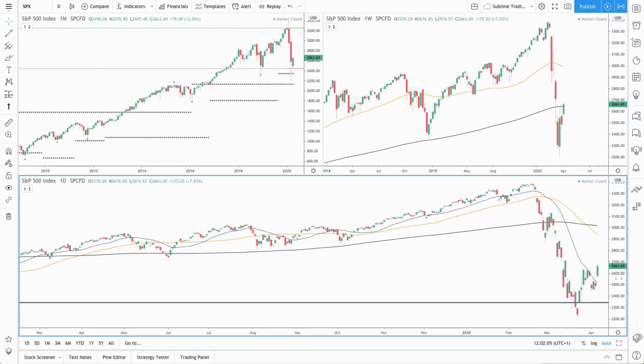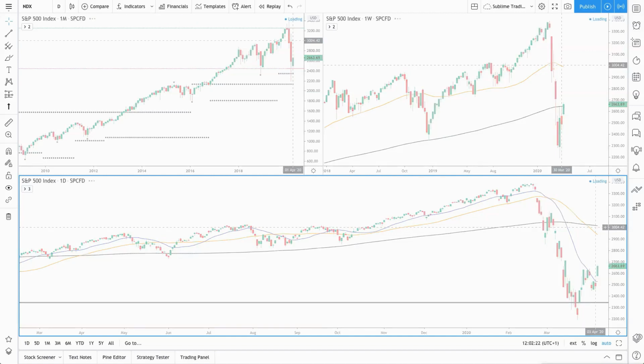If we come down to the daily time frame, again very similar to the Dow Jones, we had a gap above the 20 simple moving average. We can see that price closed above this area of resistance, which is currently support. So it'll be interesting to see whether we see strength back to the 200 simple moving average.